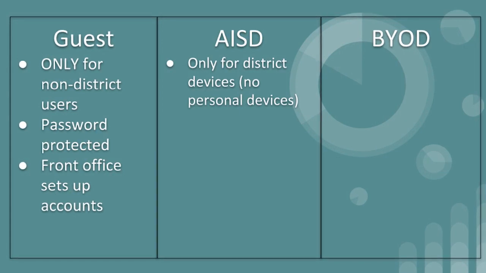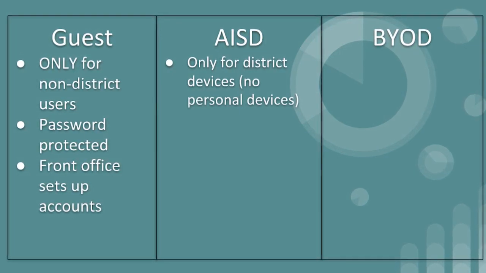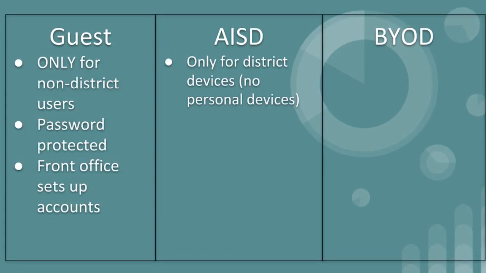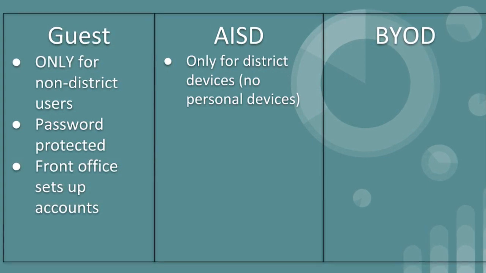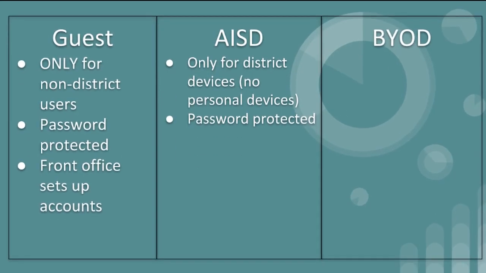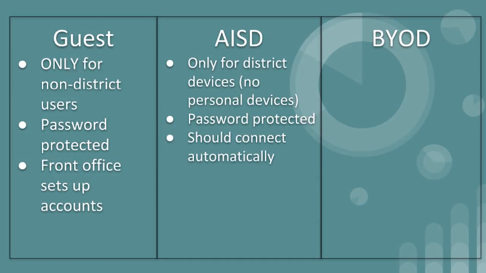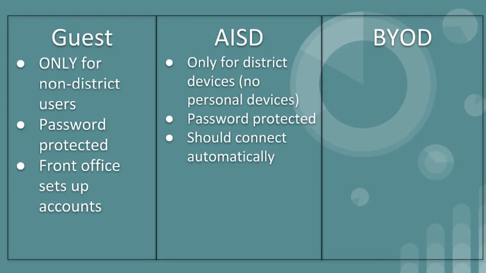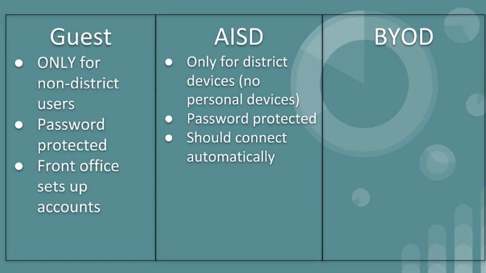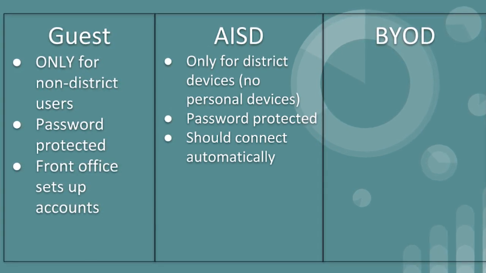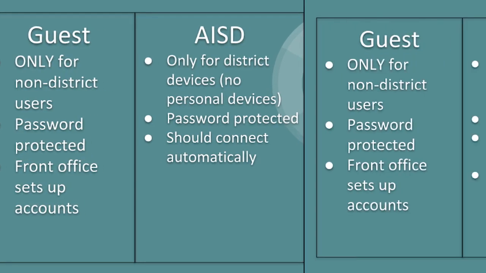The second Wi-Fi option is the AISD network. This network is only for district devices. No one will ever connect a personal device to this network. This network is also password protected. District-owned devices should connect to this network automatically. As a matter of fact, student Chromebooks will only connect to this network. They will not even see the other options.